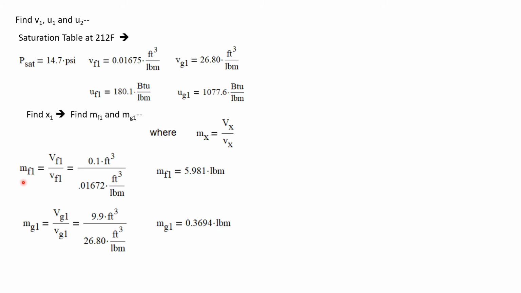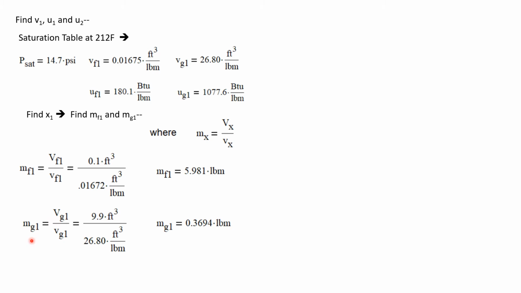So let's start by calculating the mass of the saturated liquid, m_f, at state 1. Well, that's just V_f at state 1 over the specific volume, v_f, at state 1. The volume at state 1 of the saturated liquid was 0.1 cubic feet. And we looked up in the table and found that the specific volume of that liquid is 0.01672 cubic feet per pound mass. So the mass of the saturated liquid at state 1 is 5.981 pound mass.